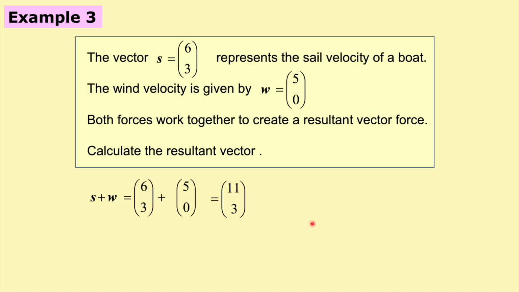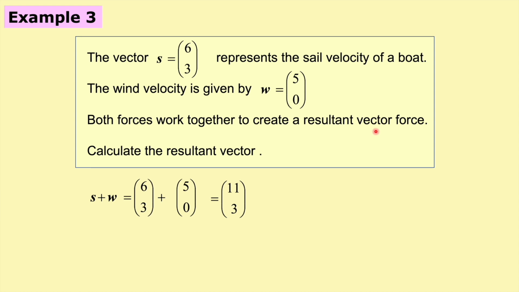Okay, this last example on adding vectors. The vector S, so that's represented as (6, 3) in a column vector, represents the sail velocity of a boat. The wind velocity is given by vector W, which is (5, 0) as a column vector. Both forces work together to create a resultant vector force. So the resultant vector, meaning we are going to add.